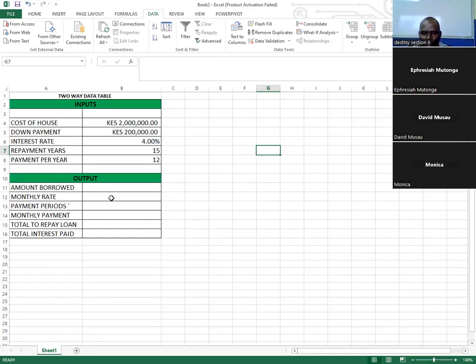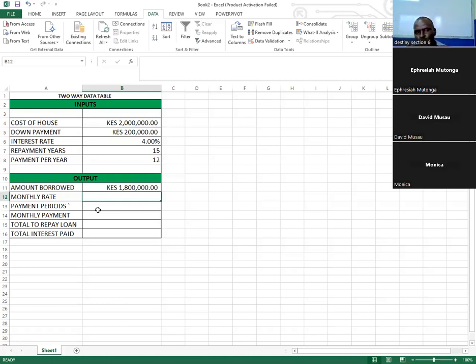And then the output, you need to compute the output yourself, students. For example, the amount borrowed is equivalent to the cost of the house minus the down payment. That is rather obvious: since we already have the down payment and the cost of the house, the cost of the house minus the down payment gives us the amount borrowed by that individual.